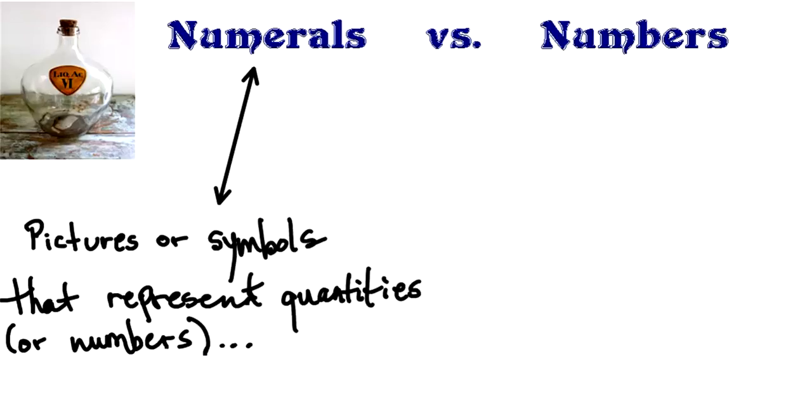So a numeral is basically a picture or a symbol that represents some quantity or some number. Okay, and look, I'll use a tally system just to illustrate. And so you're all familiar with, or you should be familiar with, the Hindu Arabic system.